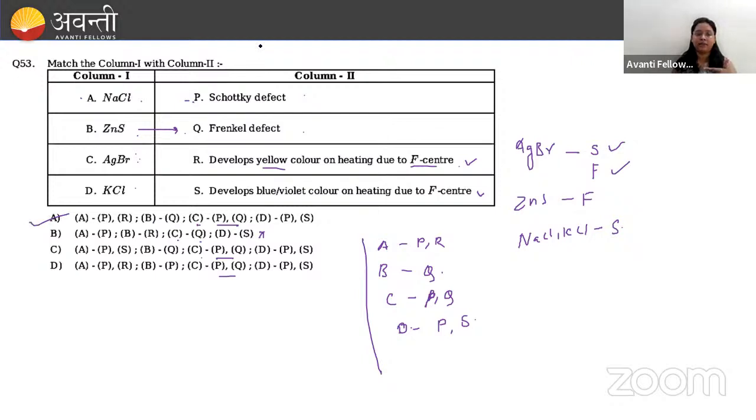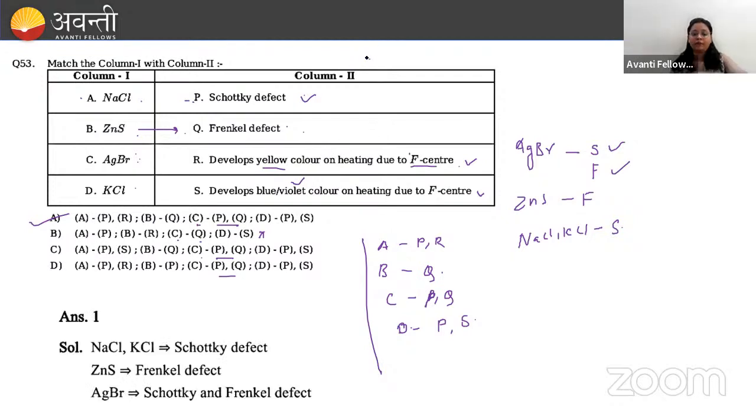So when we match these with the given options, you can see that option A is the correct answer here. NaCl shows Schottky defect as well as forms F center, and it shows yellow color. ZnS shows Frenkel defect only. AgBr shows both types of defects, Schottky as well as Frenkel. KCl shows Schottky defect only like NaCl, and also shows F center, but here the color will be violet, not yellow like for NaCl. Is that okay with everyone? Okay, now let's move on to the next problem.